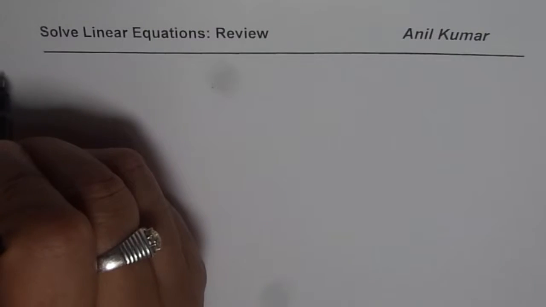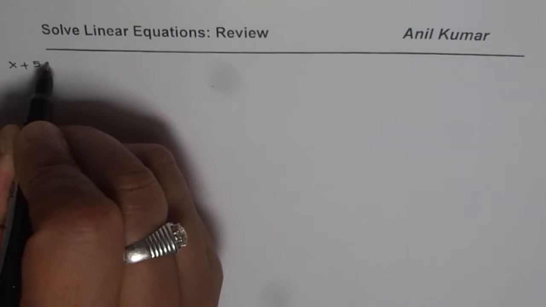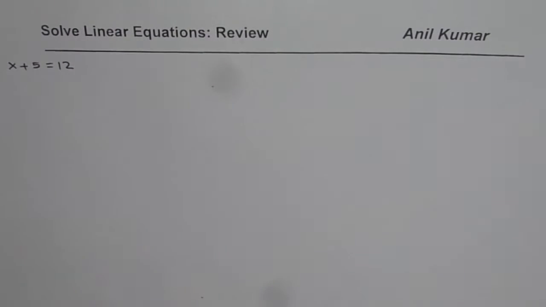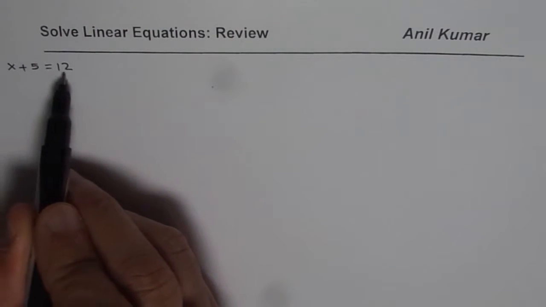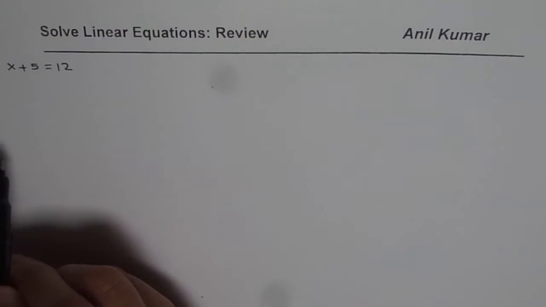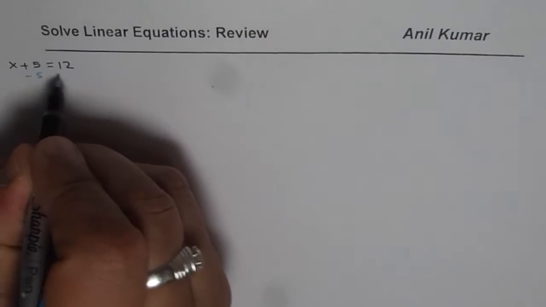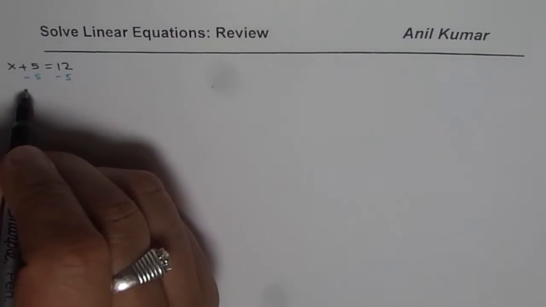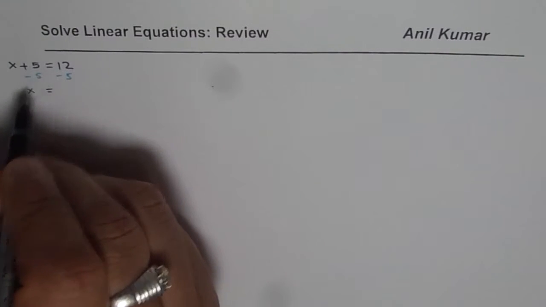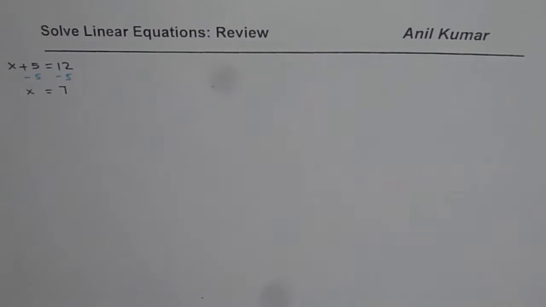Let us begin by saying that 5 more than a number is, let us say, 12. Then what is the number? This statement could be written as x plus 5 equals 12. We get a linear equation. Now to solve this equation, what should you do? You can take away 5 from both the sides, and once you take away 5 from both the sides, you could say that x equals 12 take away 5, which is 7. So you get the answer 7.